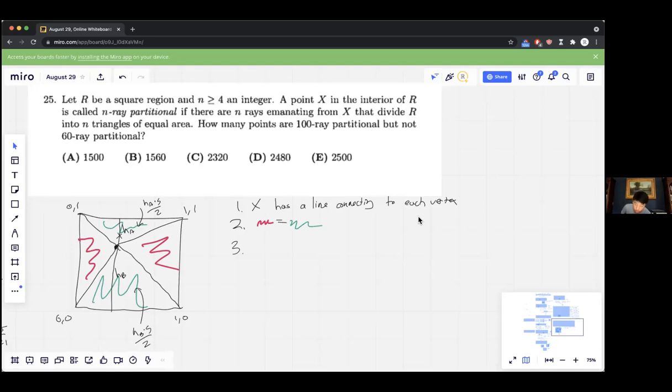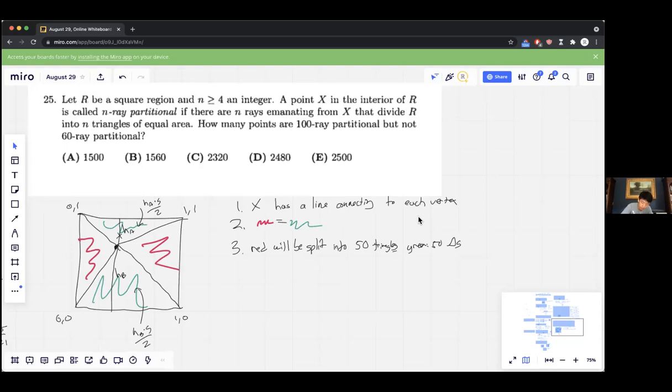Now we try to characterize 100 ray partitional points. A point is 100 ray partitional if you can divide it into 100 triangles, all of which have equal area. Because we know that the red and green have equal area, that means that red will be split into 50 triangles, and green will also be split into 50 triangles. And so when is this possible?